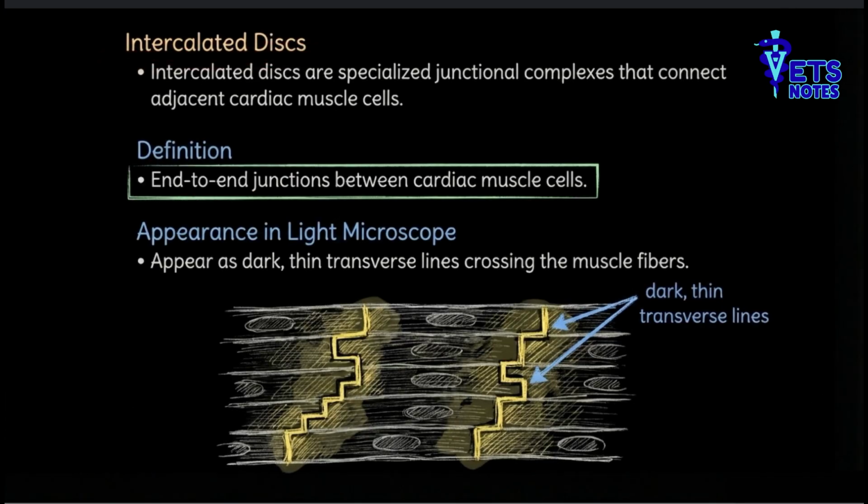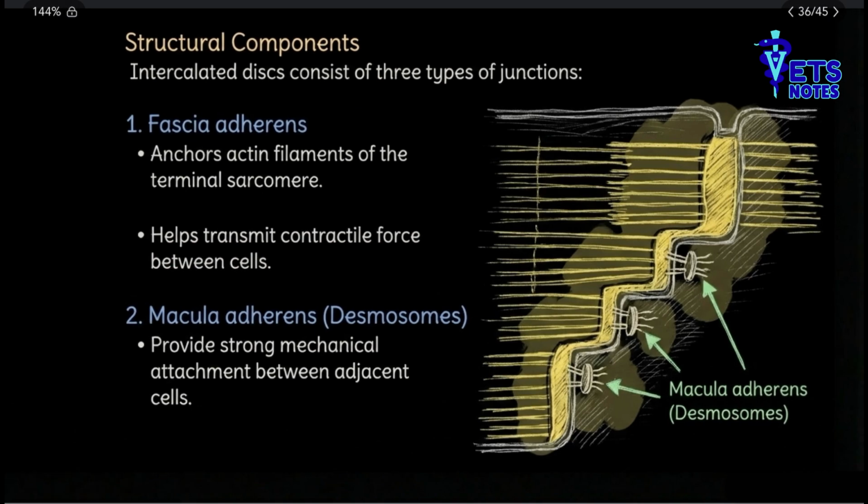Intercalated disc you will find. These are specialized junctional complexes that connect adjacent cardiac muscle cells. So you can find the intercalated disc: end-to-end junctions between cardiac muscle cells. Appearance in the light microscope: they appear as a dark, thin, transverse line crossing the muscle fibers.